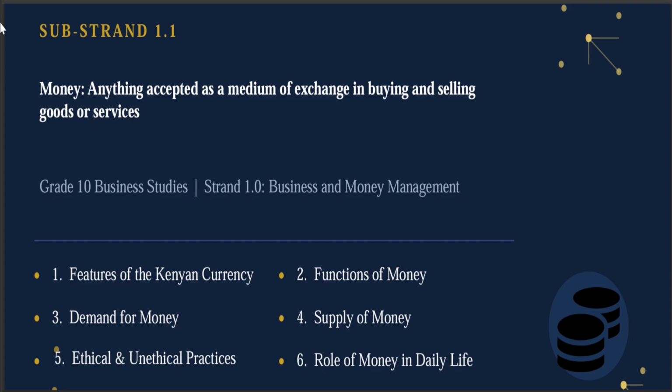The second part we look into is functions of money. Third one is demand for money. Fourth one is supply of money. Fifth one is ethical and unethical practices, and lastly is the role of money in our daily lives.